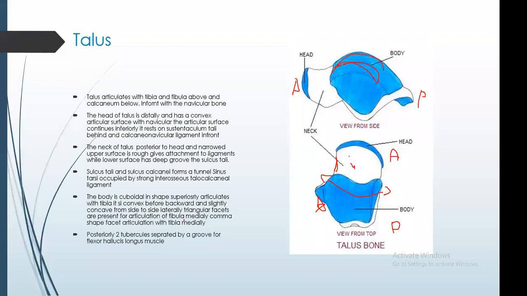Laterally, triangular facets are present for articulation of the fibula, and medially, a comma-shaped facet for articulation with the tibia. So on this side and this side, the joint and articulation are formed with the tibia and the fibula. Posteriorly, two tubercles are separated by a groove for the flexor hallucis longus muscle. This part.